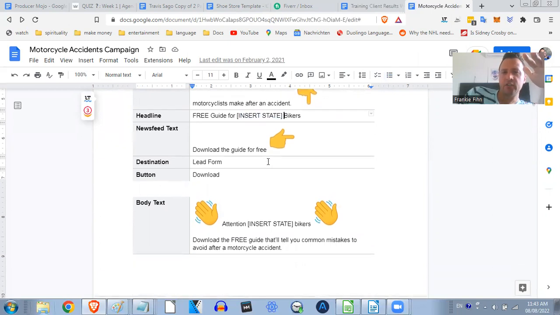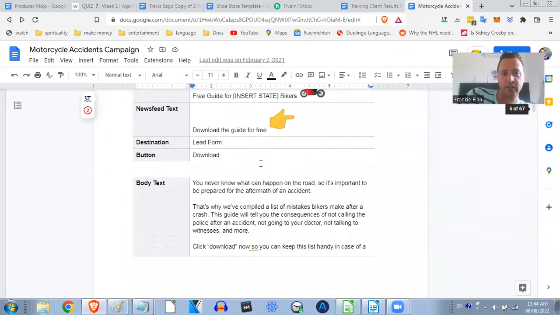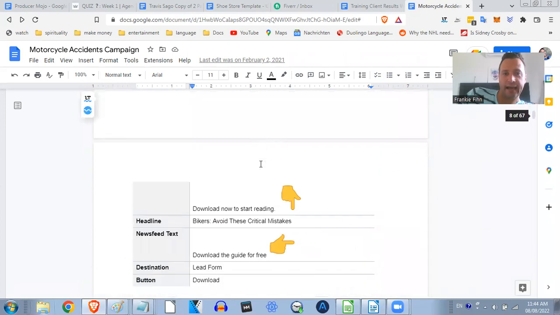Could you see that? So whenever our virtual assistant needs to run a new ad, they don't have to come up with an ad. They just go to the library and go, okay, I tried number 2. Let's try number 3. So you can see there's a ton of ads in here.